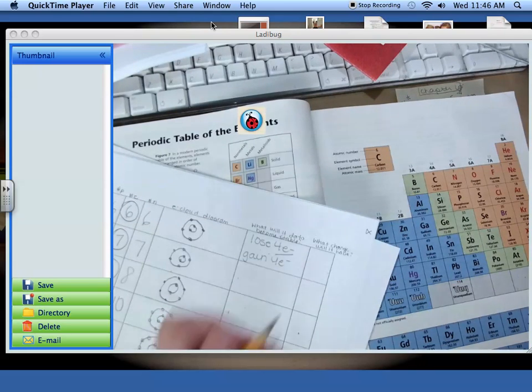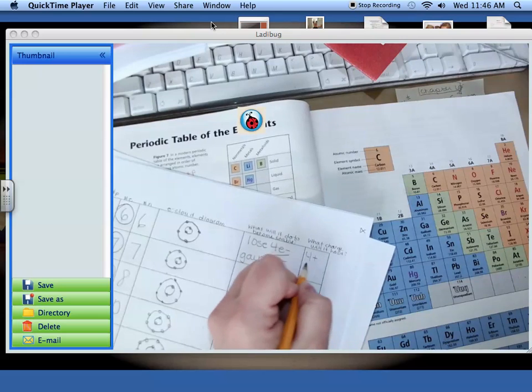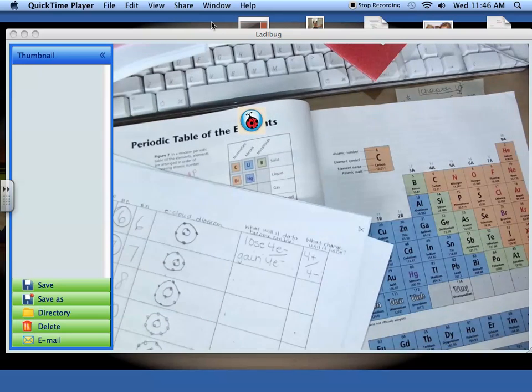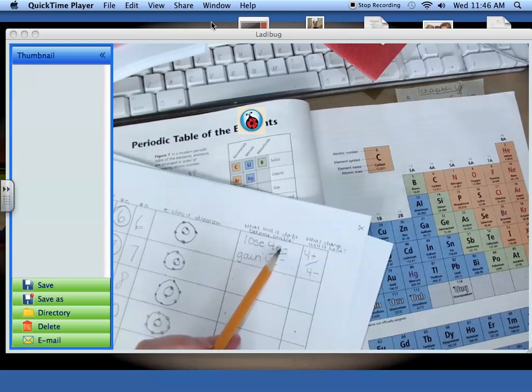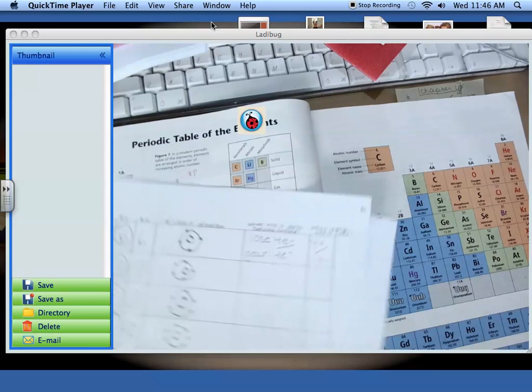So then I would go, if it loses 4 electrons, it'll have a 4 positive charge. If it gains 4 electrons, it'll have a 4 minus charge. Remember, electrons will always do whatever's the smallest number. So I don't know out of these two which it's going to do.